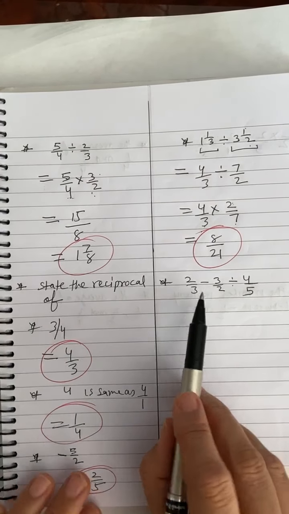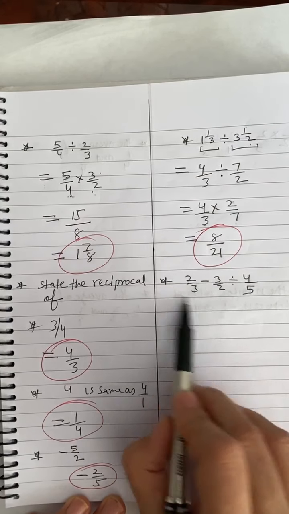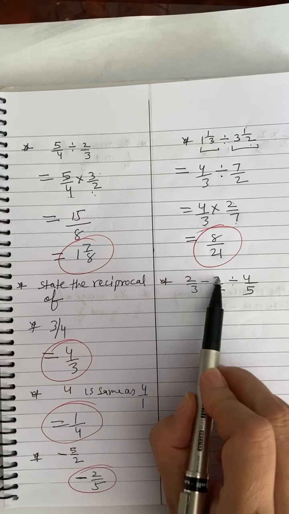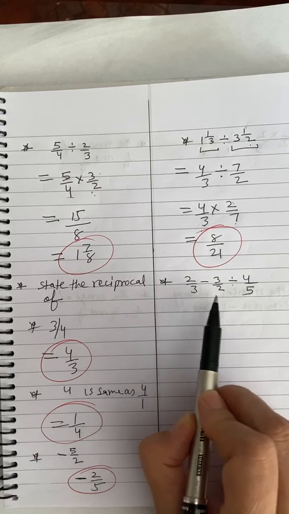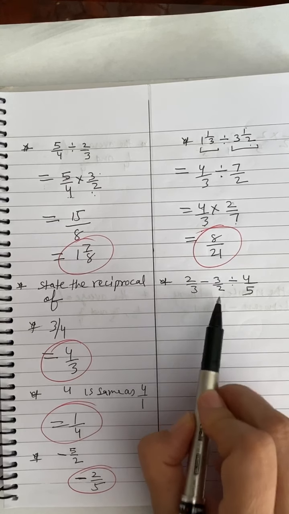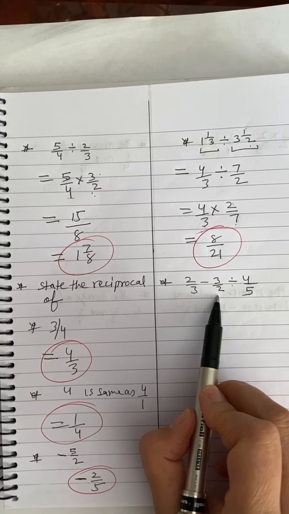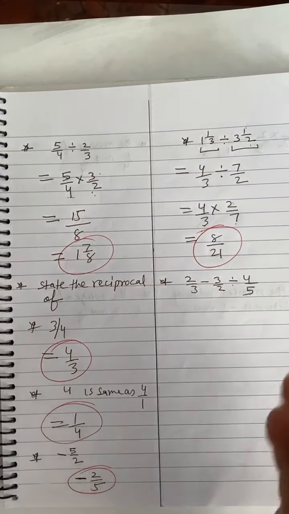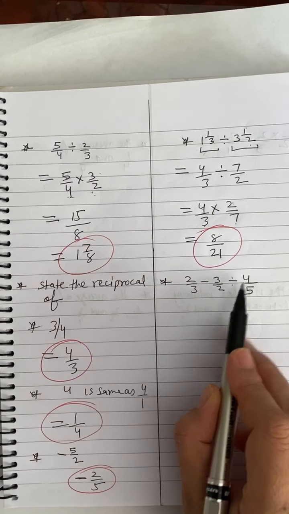Now I'm going to do a question on simplification of rational numbers. You can see here 2 over 3, negative 3 over 2, divided by 4 over 5. It's a good strategy to first copy down the question and then read it, because when you read it and copy it down, you know what kind of question is being asked, and you should be able to process what you have to do. So here you have 2 over 3 minus 3 over 2 divided by 4 over 5.